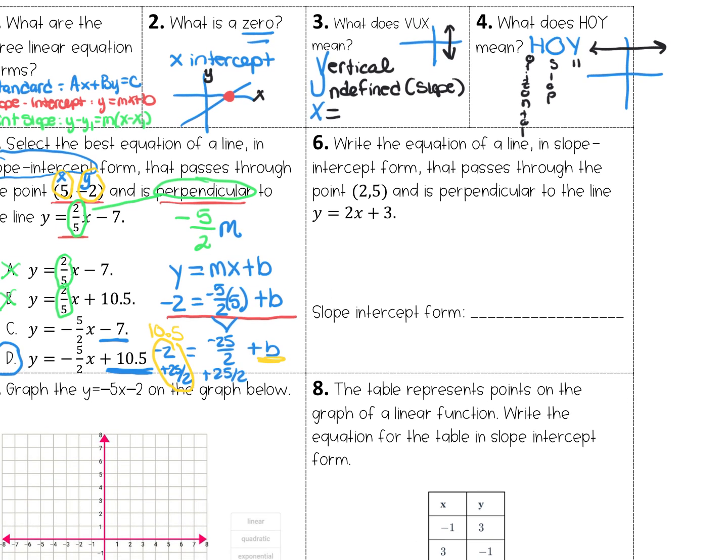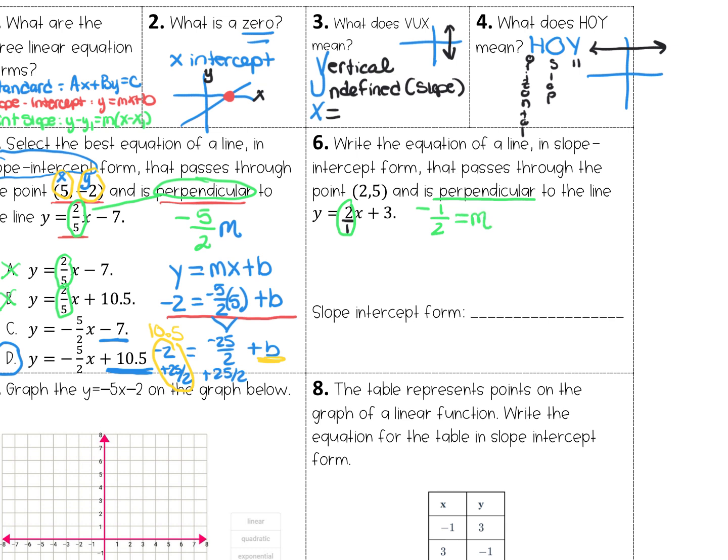Number 6, write the equation of the line in slope-intercept form that passes through the point (2, 5) and is perpendicular to y equals 2x plus 3. So the first thing I'm going to do is change this 2 to 2 over 1. The slope is perpendicular, so I'm going to flip 2 over 1 over and make it become 1/2. I'm going to make it negative. Opposite reciprocal gets your slope. So flip it over and change its sign.